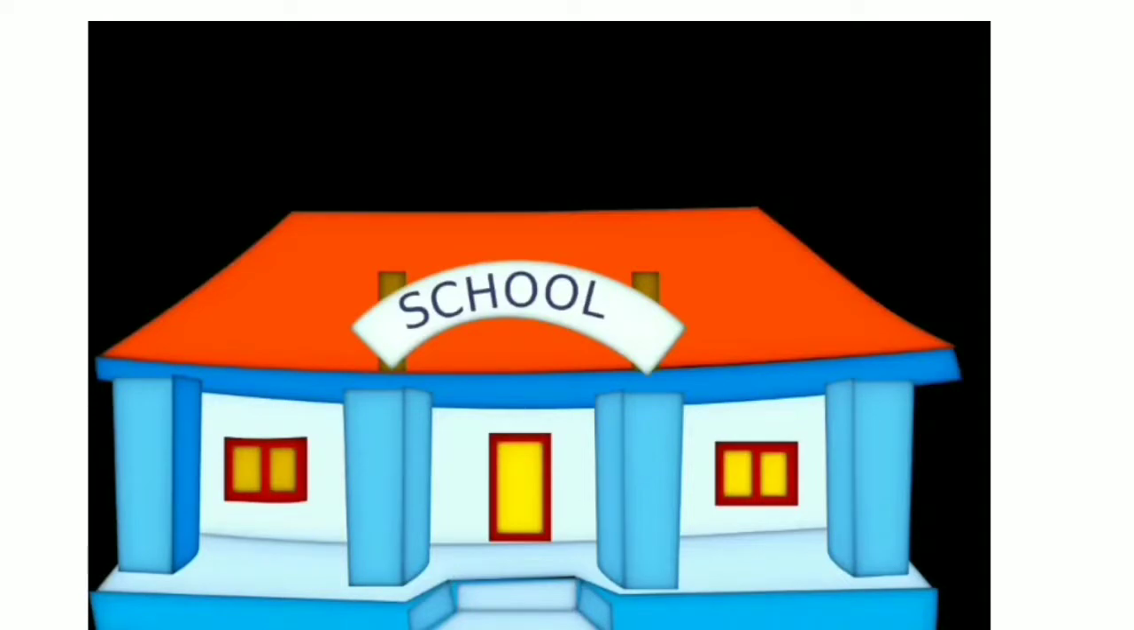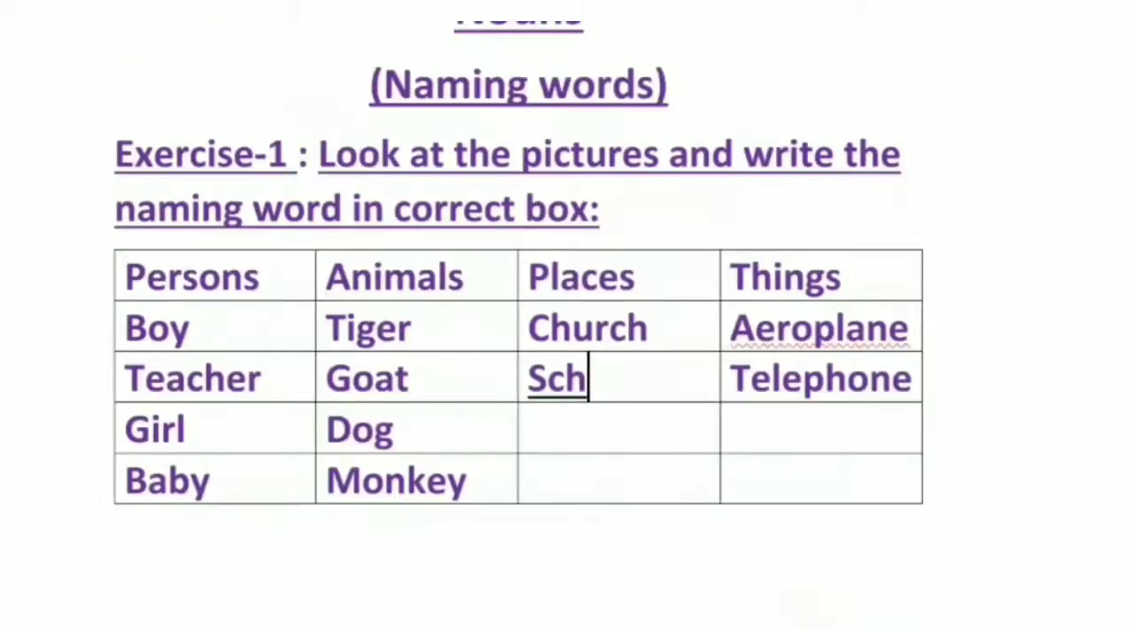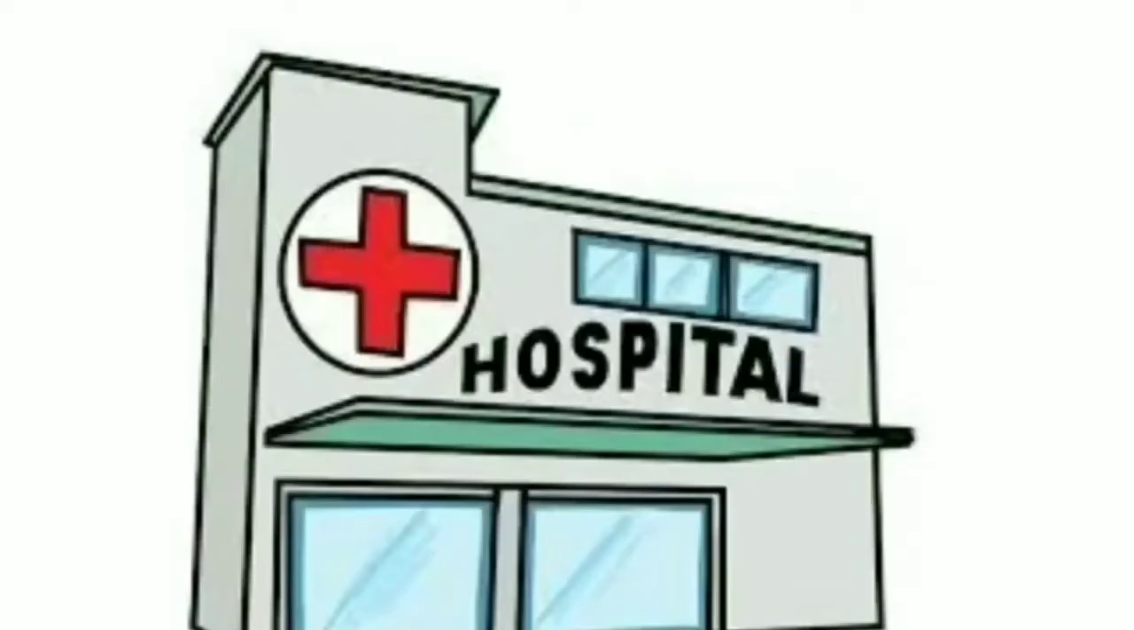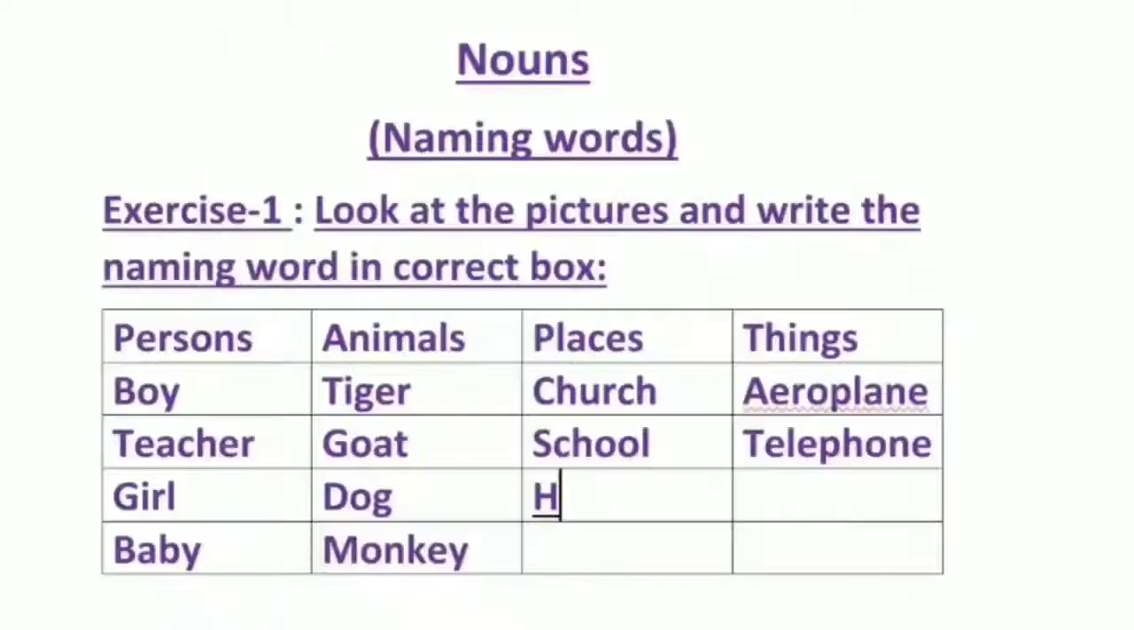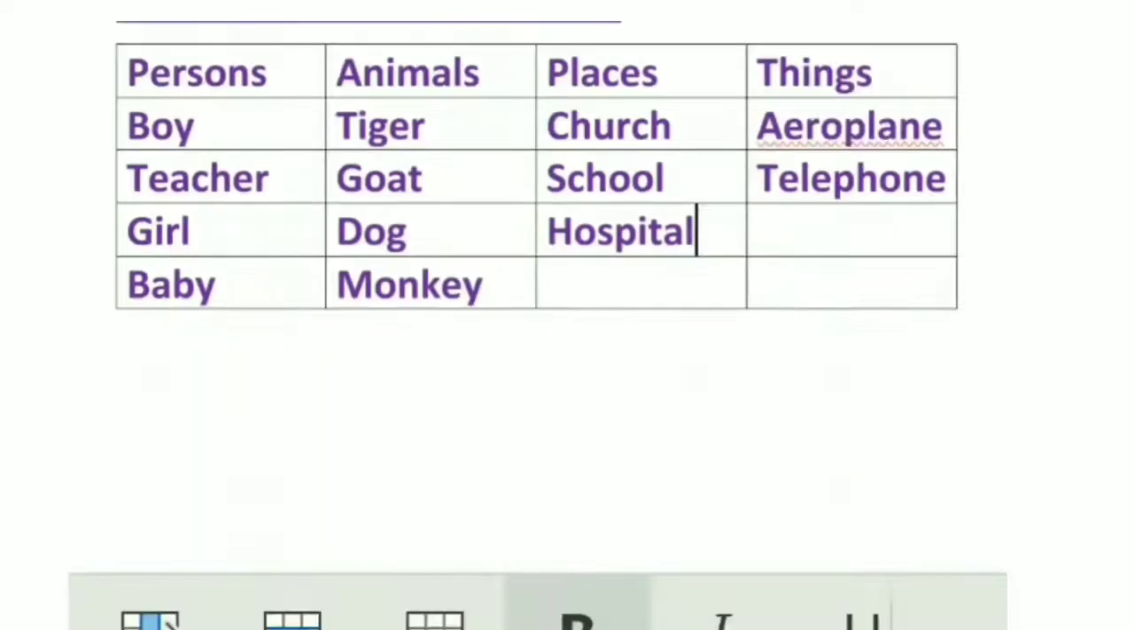So here we see the picture of a school where the bells are ringing. So we write school. Where are we going to put it? We are going to put it in places. Now the next picture. Let's see. So this is a hospital. Correct. Now let's write down H-O-S-P-I-T-A-L. Where are we writing this? In places. Correct. Now we'll move to the next one.